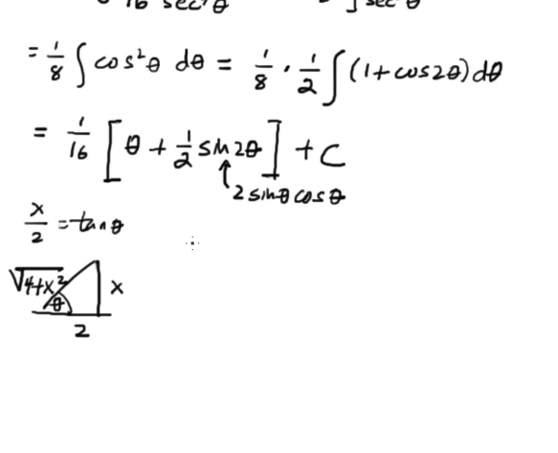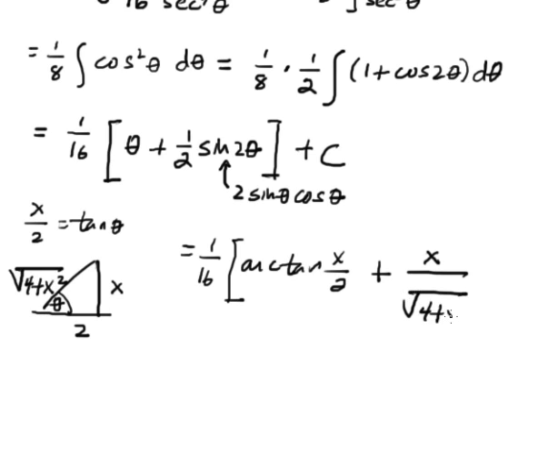All right, let's do our substitution, and we have 1 over 16. For theta, we have arc tan x over 2. And here we have sine theta, cos theta. Sine theta is x over, opposite over hypotenuse, x over the square root of 4 plus x squared. And for cosine theta, 2 over the square root of 4 plus x squared. Okay, plus C.